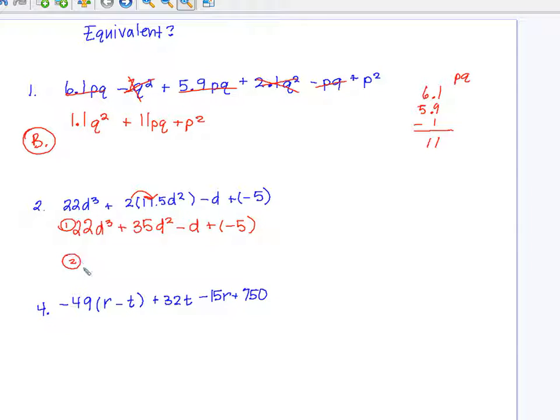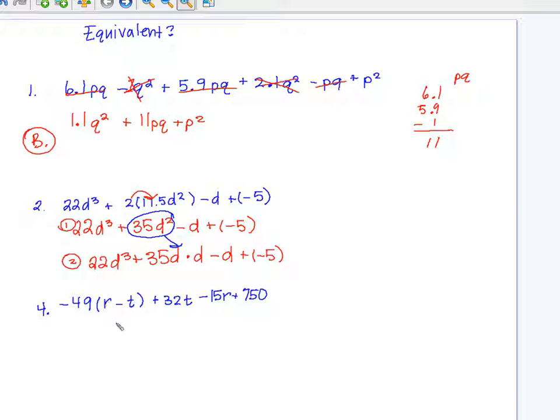Now the other way, pretty simple way, would be 22 d to the third plus 35, and I break apart my d squared. So I could do times d minus d plus a negative 5. The only thing I did was I took this term and I broke it down just to make it easier on myself. Okay, so there's my 2 expressions rewritten different ways.